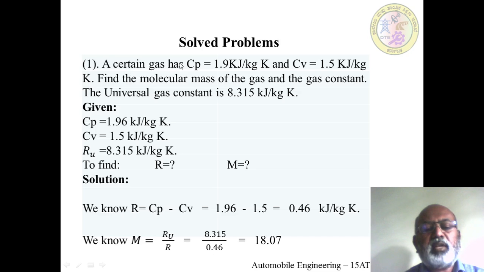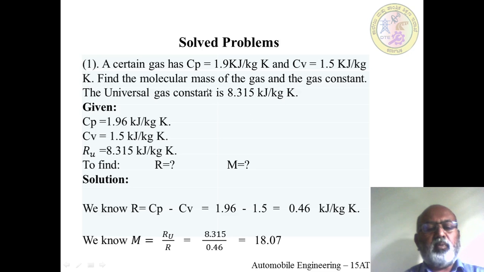A certain gas has Cp equal to 1.9 kilojoules per kg Kelvin and Cv equal to 1.5 kilojoules per kg Kelvin. Find the molecular mass of the gas and the gas constant. The universal gas constant is given as 8.315 kilojoules per kg Kelvin.